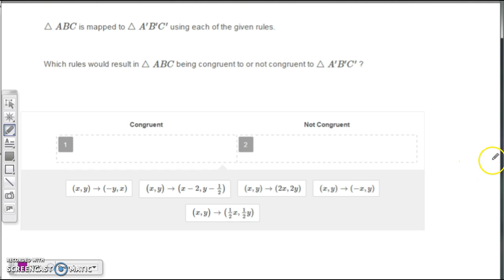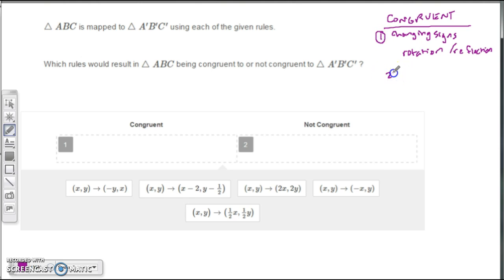If all we're doing is changing signs on something, then we've probably got a rotation or a reflection. So those would be congruent. Okay? All right. So that's number one.